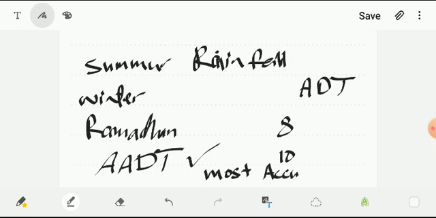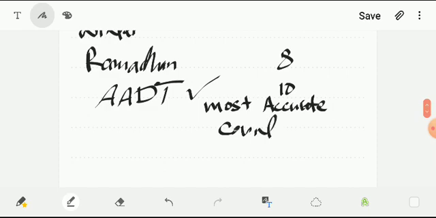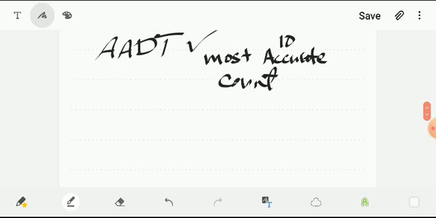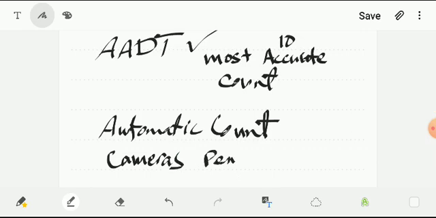accurate count. Is there any more accurate count other than that? Yes, we have the automatic count using cameras, and also pneumatic counters.